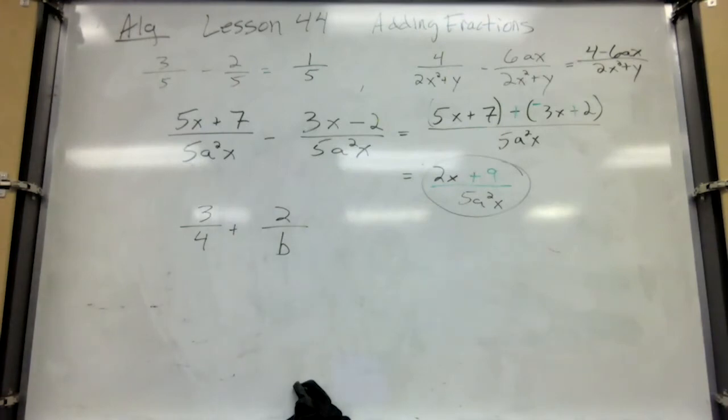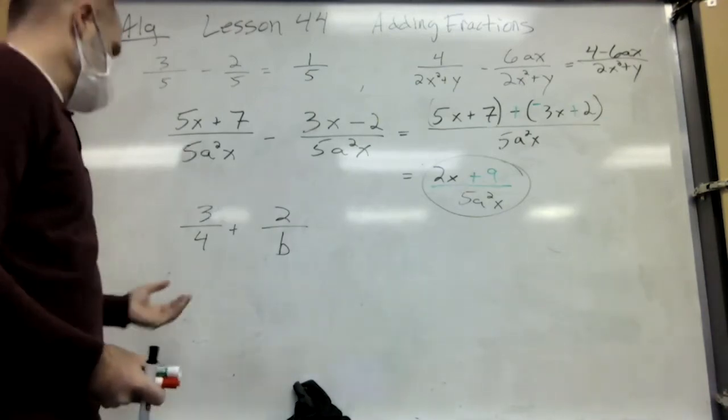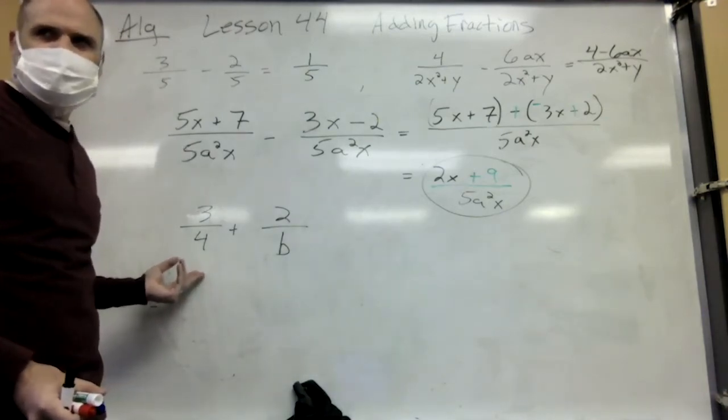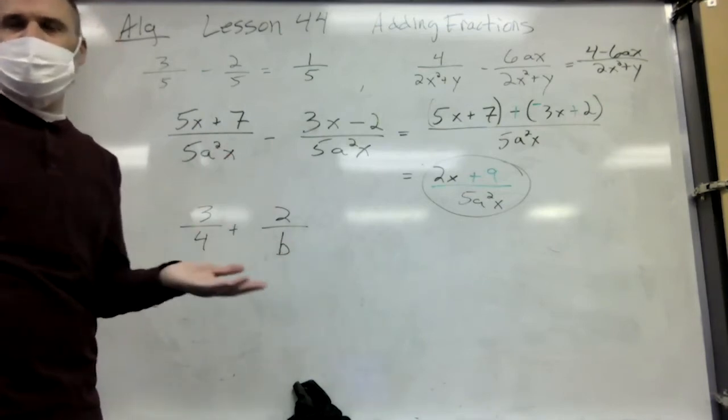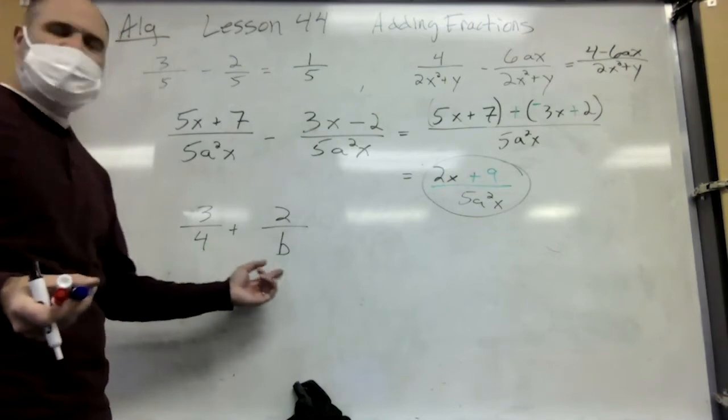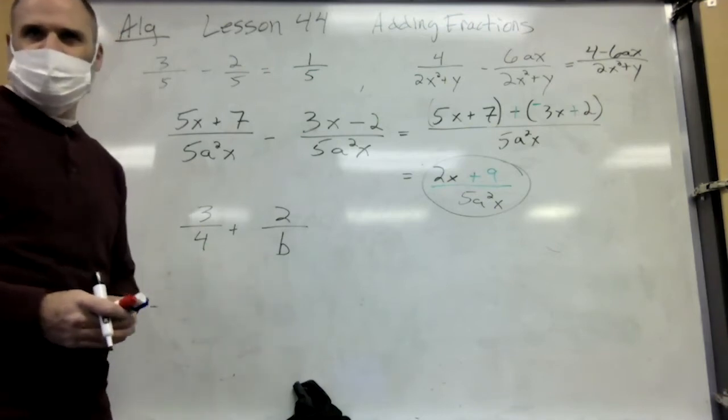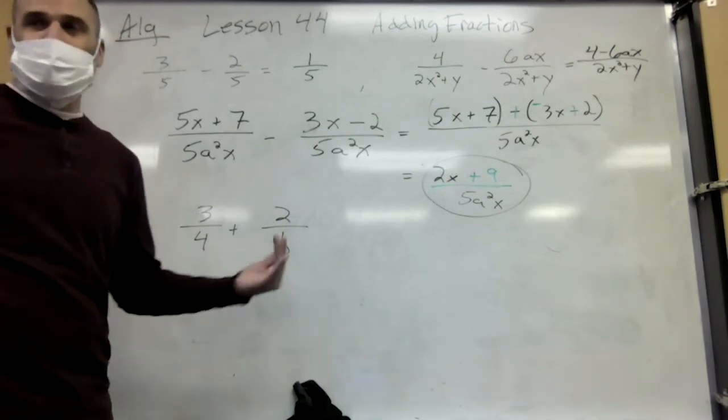Okay. Well, first of all, the factors, like if I wanted to find the least common multiple of 4 and b, I would factor tree that out. It would be 2 squared, and b would just be b. They have nothing in common. So what happens when you have no factors in common? Yeah, you just multiply them together.